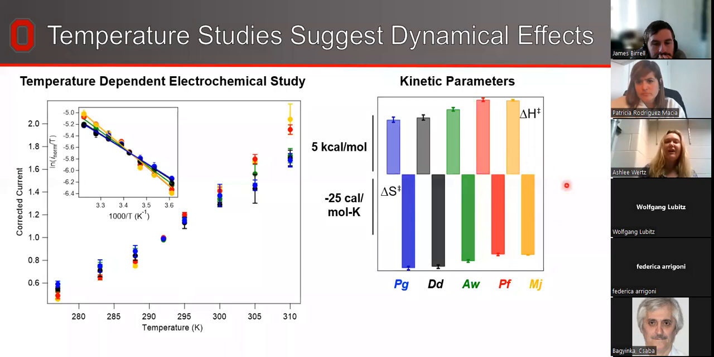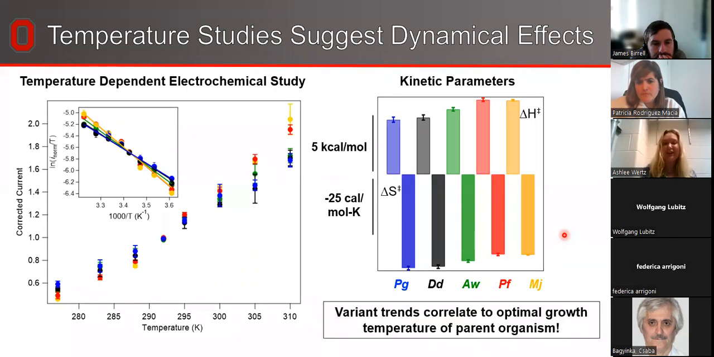Whereas in hyperthermophiles, they tend to have a more rigid ground state, so there's less of a difference between that and the transition state. And this is exactly the trend that we see here. So in our sample size of 5, we do think that we can see that variant trends correlate to the optimal growth temperature of the parent organism.